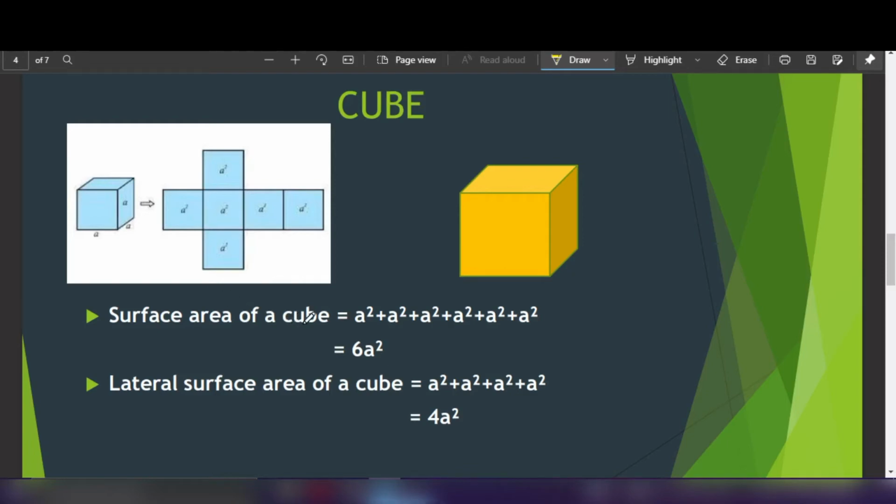So for the surface area of the cube, you have to add up the areas of all the 6 squares. That is, finally you will get 6A square. For the lateral surface area of a cube, you have to cancel out the top and bottom face. So totally it will be 4 squares. You have to consider only the 4 squares. The upper one is cancelled and the bottom one is cancelled. So the lateral surface area of a cube will be 4A square.